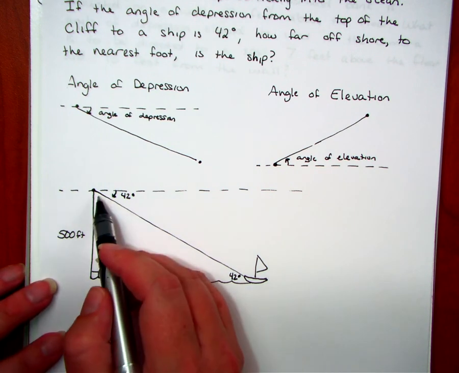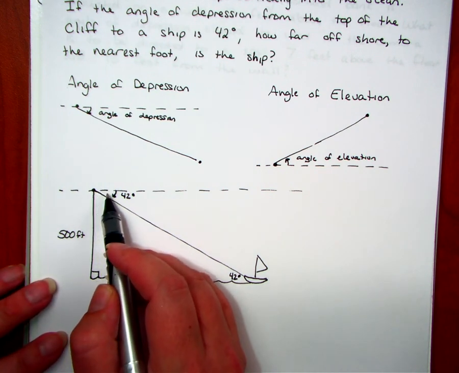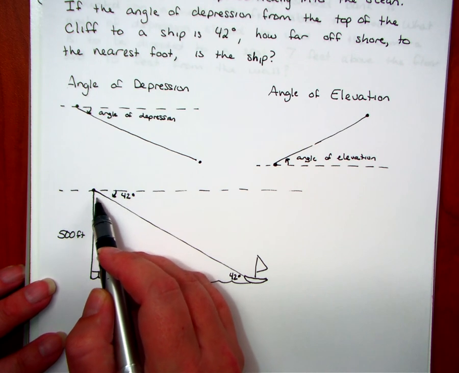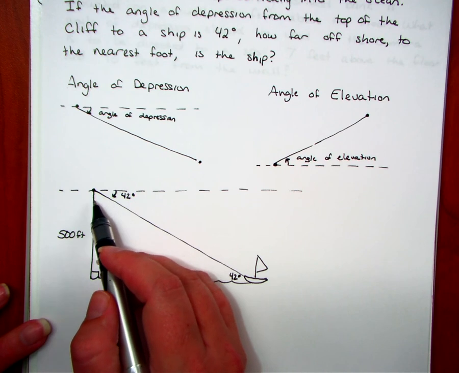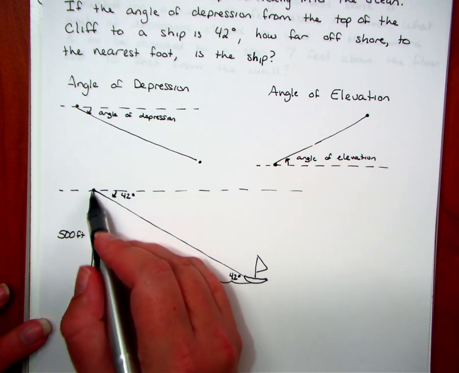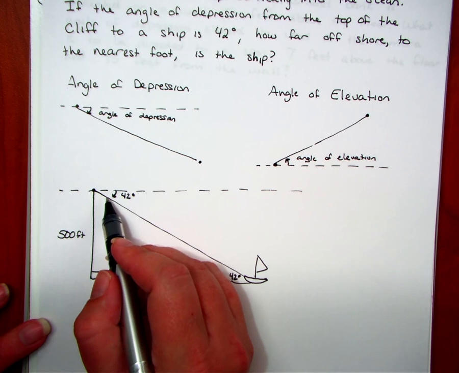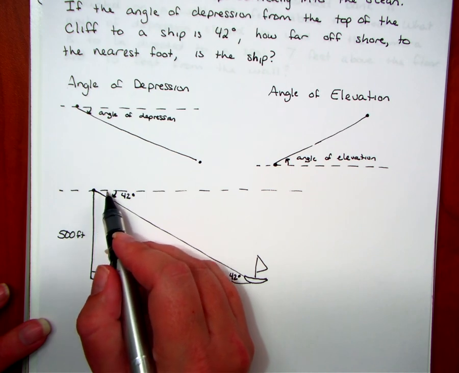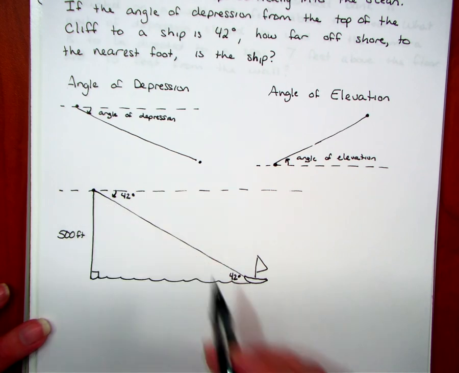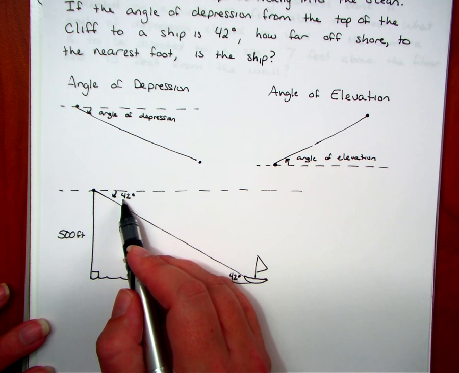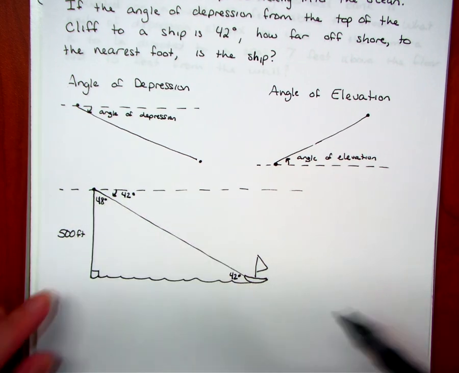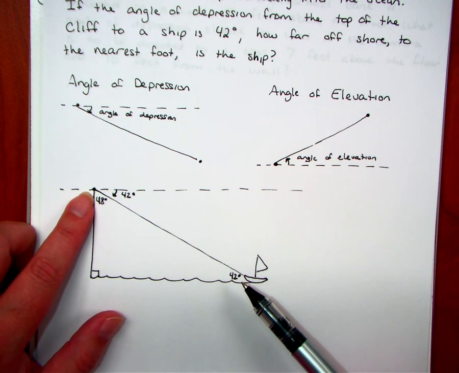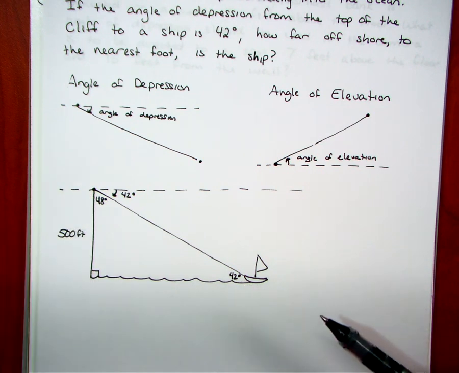Another way is to know that this angle of depression and this angle here inside the triangle are complementary, meaning they have to sum up to 90 degrees, because we have a vertical line meeting a horizontal line. So I know this angle here is also 90 degrees. All right, so 90 minus 42 is 48. So now I have both of my interior angles. I have all three of my angles.